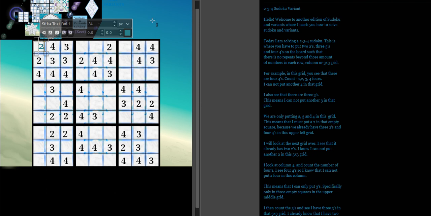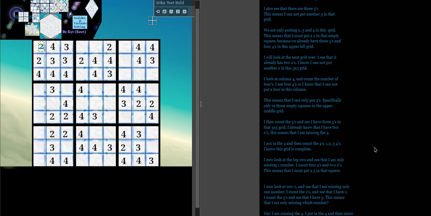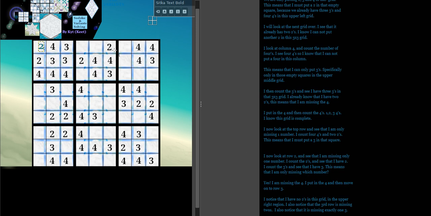In the upper left grid. I will look at the next grid over. I see that it already has 2 2s. I know I cannot put another 2 in this 3x3 grid. I will look at column 4 and count the number of 4s. I see 4 4s, so I know that I cannot put a 4 in this column. This means that I can only put 3s, specifically only in those empty squares in the upper middle grid.